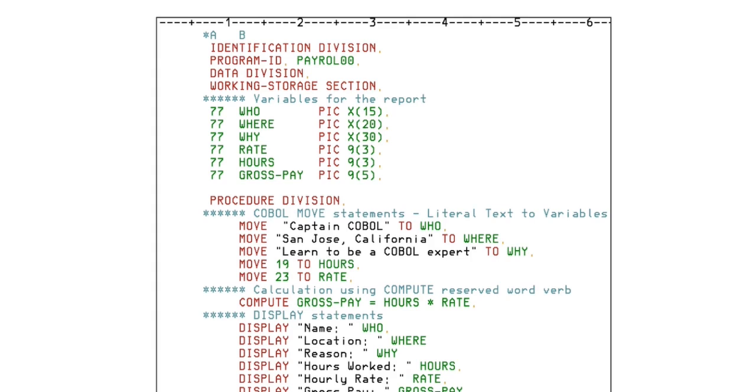We're also setting the hours and rate to 19 and 23. We are not going to set pay with a move. Instead, we're going to use compute and set that to the answer of hours times rate. And then lastly, we'll output the variables with some text before them so the person using the program knows what they got. Pretty simple, right? Good, because it's time for a lab.